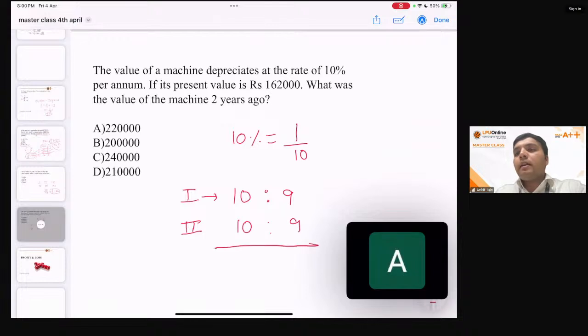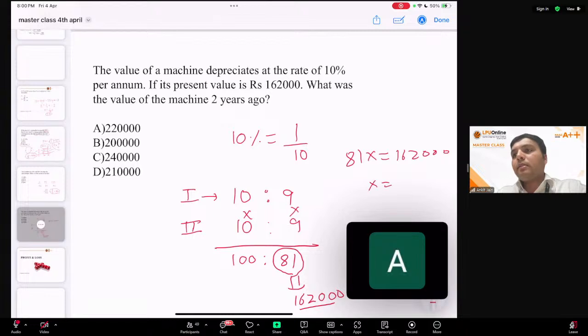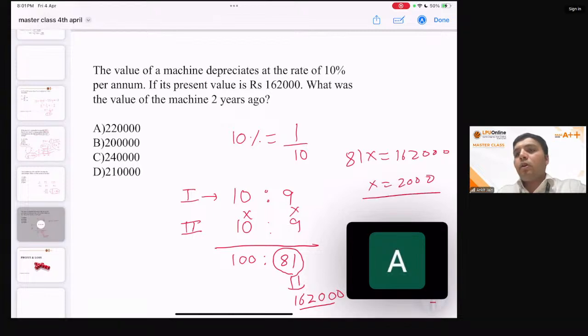So what is the net change? For net change, we multiply. So effectively, 100 becomes 81. If the price was 100, now it is 81. But its present value is 1 lakh 62,000, so 81 units is equal to 162,000. So you can write 81x is equal to 162,000. 81 is half of 162, so x is 2,000. So if x is 2,000, what is the value of 100x? 100x is 2 lakhs. Means your answer is option B.